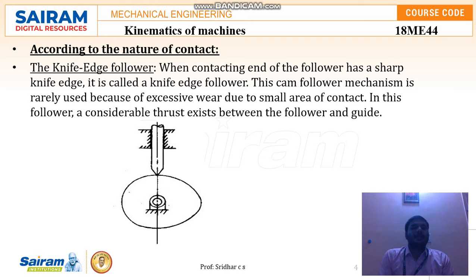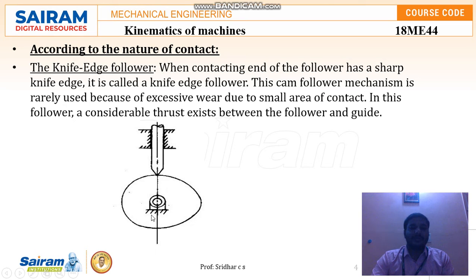The next classification is according to the nature of contact, which is further classified into different categories. One is the knife edge follower. When the contacting end of the follower has a sharp knife edge, it is called a knife edge follower. This cam follower mechanism is rarely used because of excessive wear due to the small area of contact. In this follower, a considerable thrust exists between the follower and the guide.